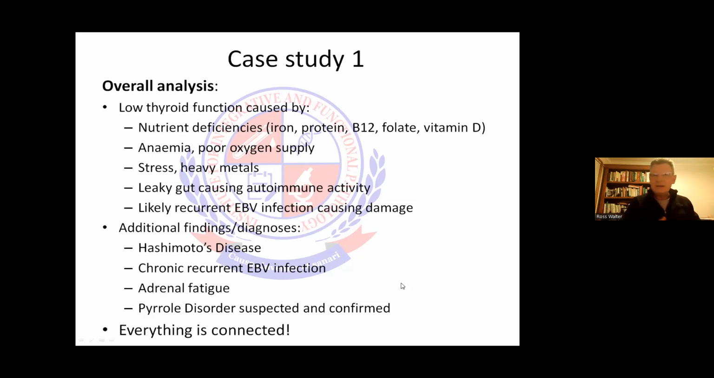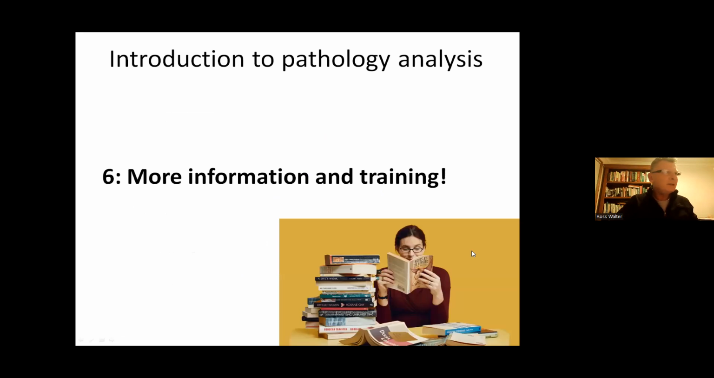And hopefully, as you can see, everything is connected. Everything is related to the same or similar things. So the same root causes are really causing all of her health issues. I hope that helps you see a little bit more about what I do and how I use the pathology results with everything else on top of the questioning in my overall analysis. Okay.